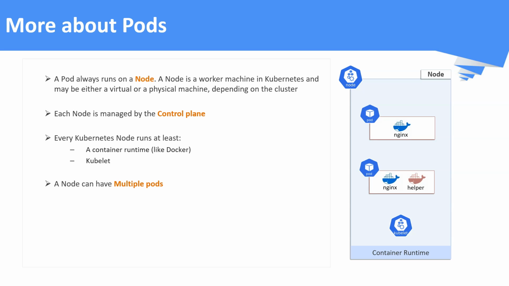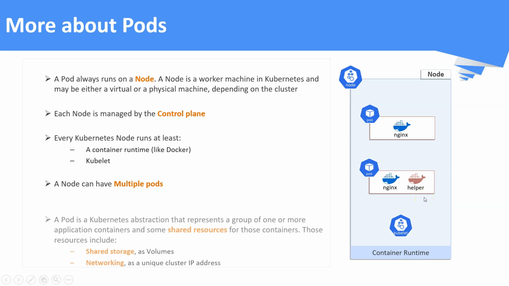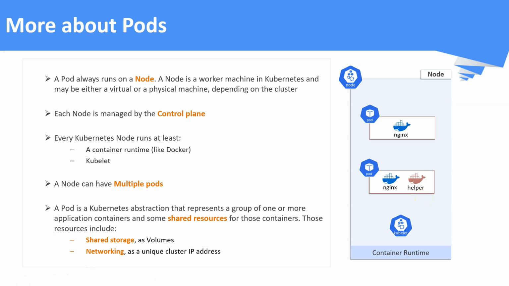A single node can run multiple pods. Also, a single pod can contain multiple containers, just like this. Though there are multiple containers within a pod, these containers share the same storage and network. Pod contents are always co-located and co-scheduled.